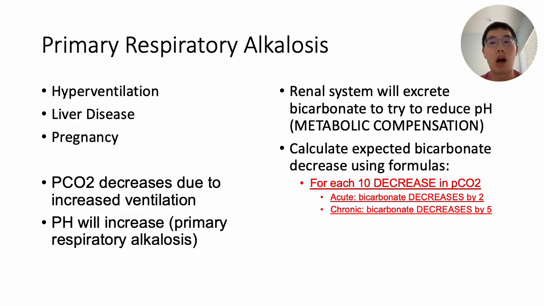Now, let's take a look at the opposite direction where we have a primary respiratory alkalosis. A primary respiratory alkalosis is relatively rare and chronically only found in few physiological conditions outside of a ventilated patient.